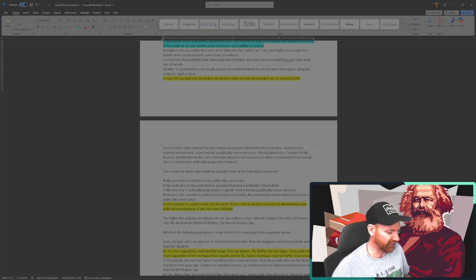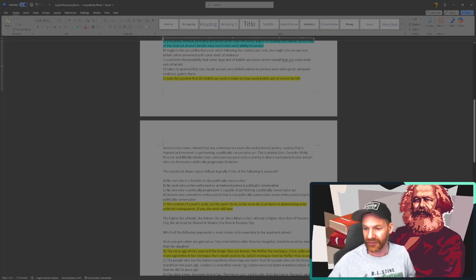Time to take a careful look. If C is true, since these two poets are progressive, that means they cannot write conservative poetry. That means the formal poetry they write is not conservative, and that is what I need to prove the point. C is correct. So C.